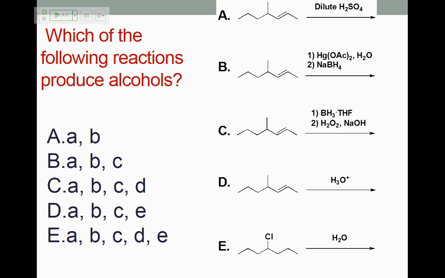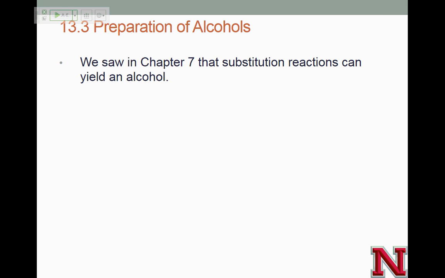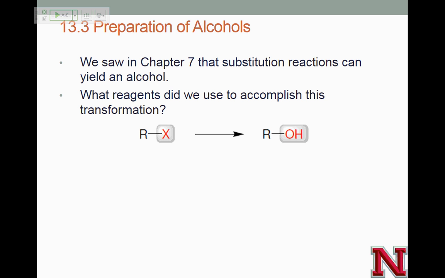We've already talked about alcohols a lot in this class. We're now focusing on them in this particular chapter. We have talked about alcohols, and we've talked about many ways to make alcohols. So we saw in chapter 7 that substitution reactions can yield an alcohol if, depending on the conditions, we have a good leaving group like a halogen, we can replace that with an alcohol.